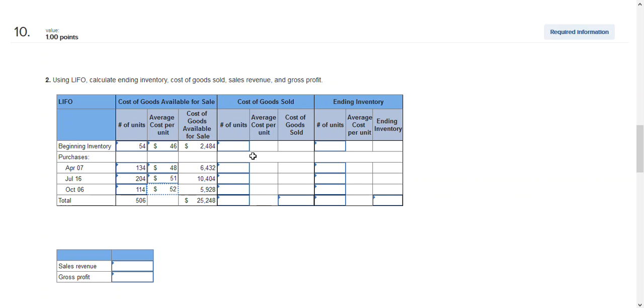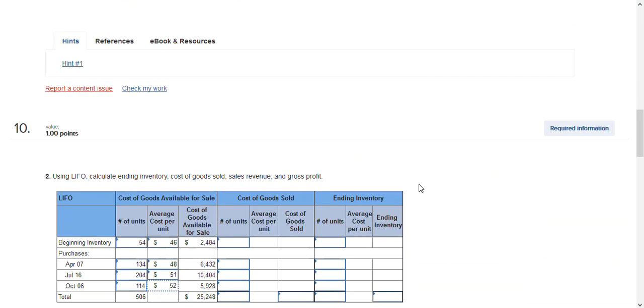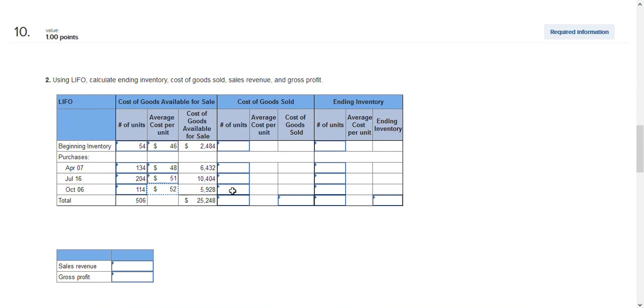So when we get to the cost of goods sold, we're going to actually do the opposite with LIFO as we did FIFO. So with LIFO, we're actually selling the last ones first. So we're going to start at the bottom, and we sold 440, I think? Yes. So I'm going to get my handy dandy calculator out, and I'm going to put 440 in it. And we're going to start down here and work our way up. So we're going to sell 440, and we're going to sell the newest ones first.